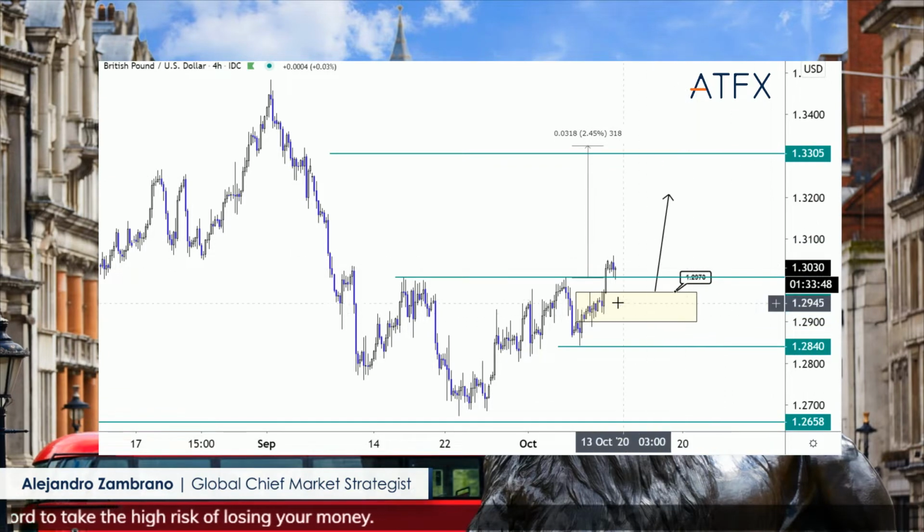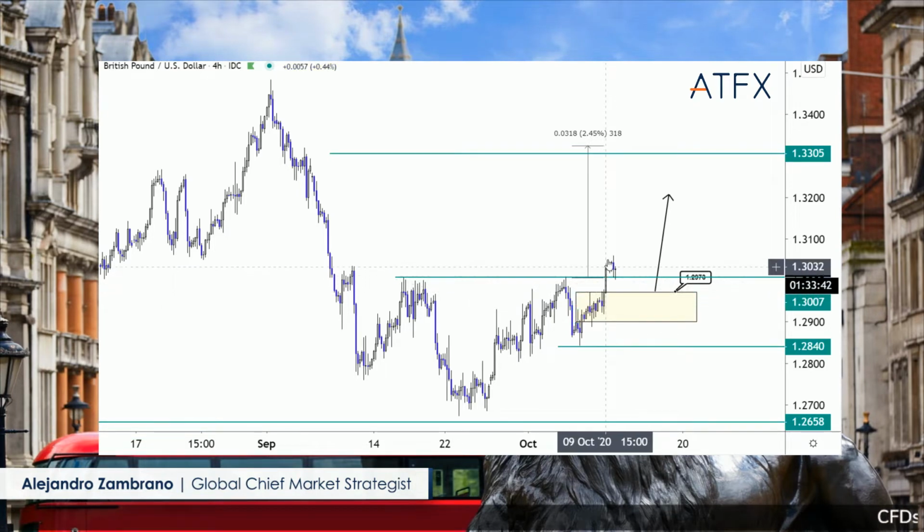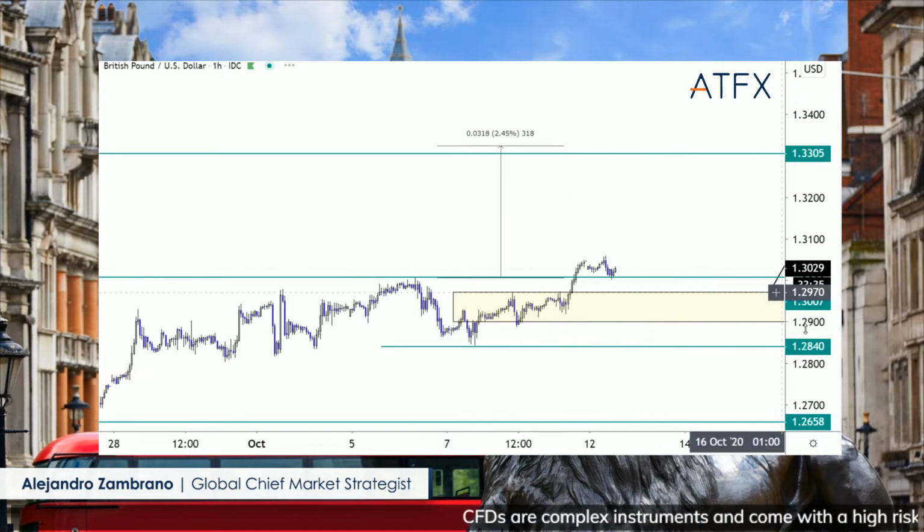Now the optimal entry was actually just before the breakout down here. That would have been the best, but we pushed above. We actually triggered the breakout when we closed above this level. Now we're having a bit of a pullback.